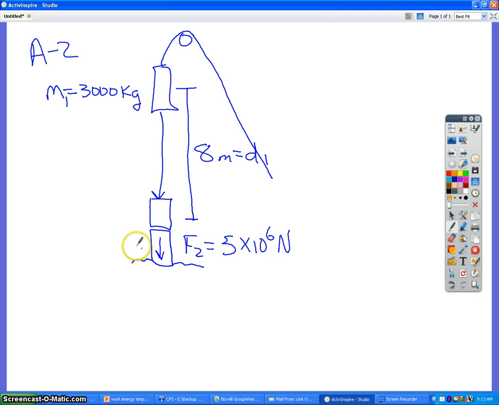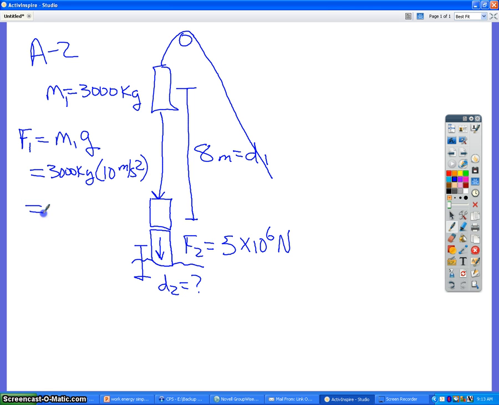They want to know how far down into the ground, so they want to know D2, the distance that it's driven. Because we have a force and a distance and another distance, we need the original force of this pile that we're dropping. So to find that original force, F1, we're going to take mass 1 times gravity. Our first mass is 3,000 kilograms. We know the value for acceleration due to gravity is 10 meters per second squared. When you multiply the two, you get 30,000 newtons, and that's for F1.